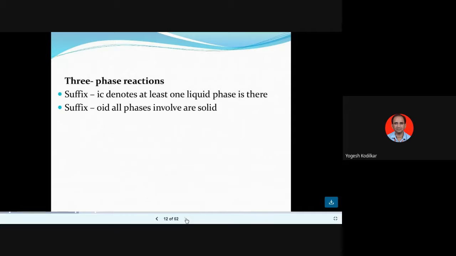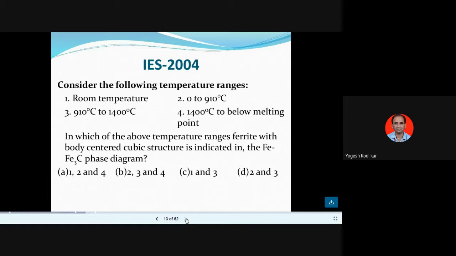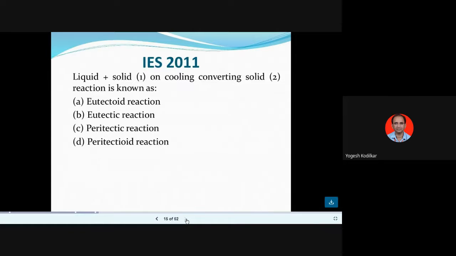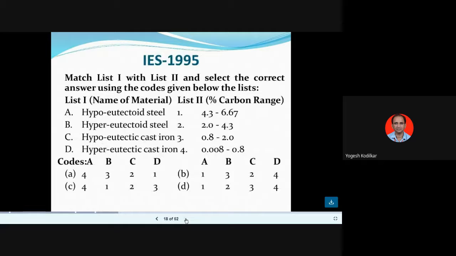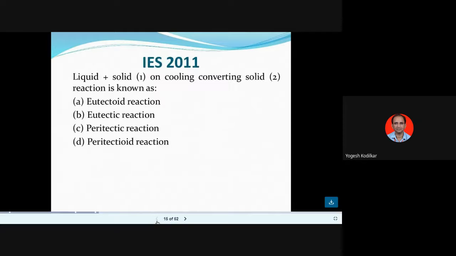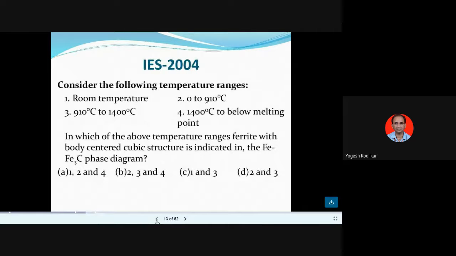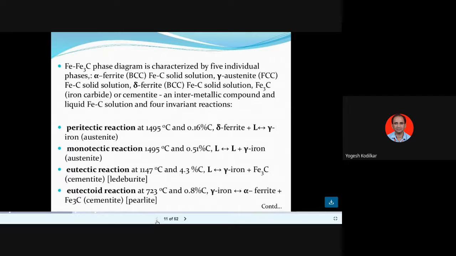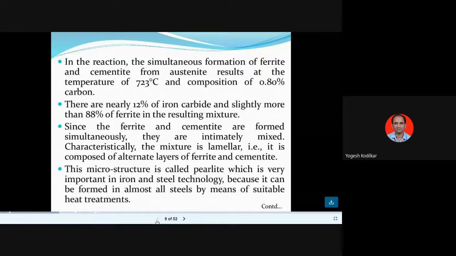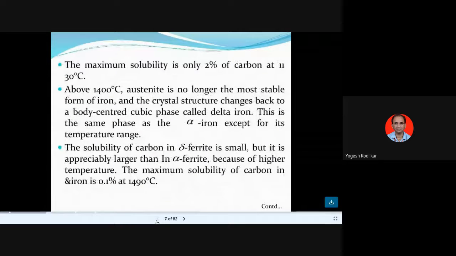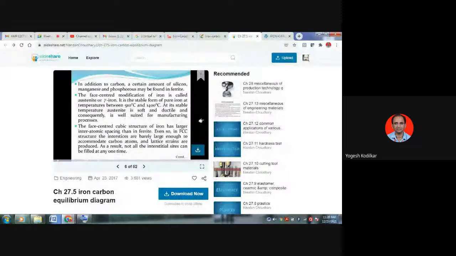So these are the three phase reactions. It denotes at least one liquid phase is there, and eutectoid, all phases involved are solid. So these are the important parts of the iron carbon equilibrium diagram. Students, this iron carbon equilibrium diagram is an important part for any studies. Just a minute, we'll again see it.